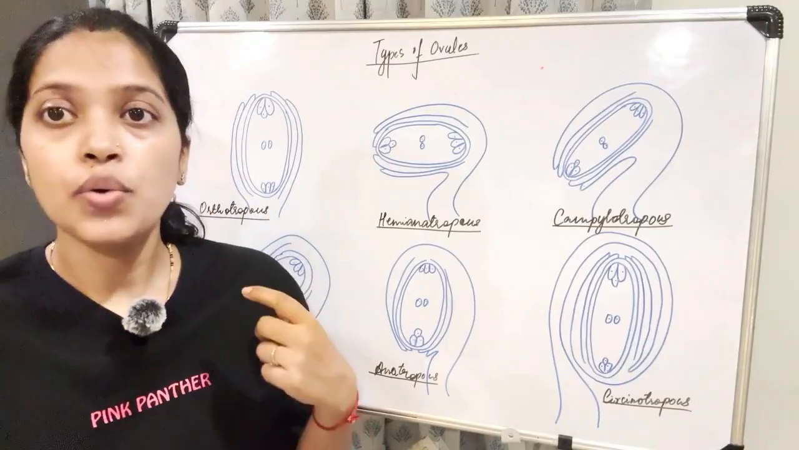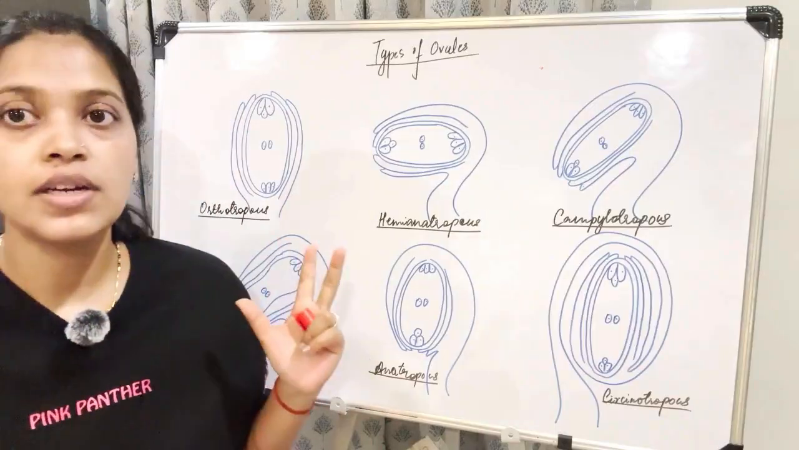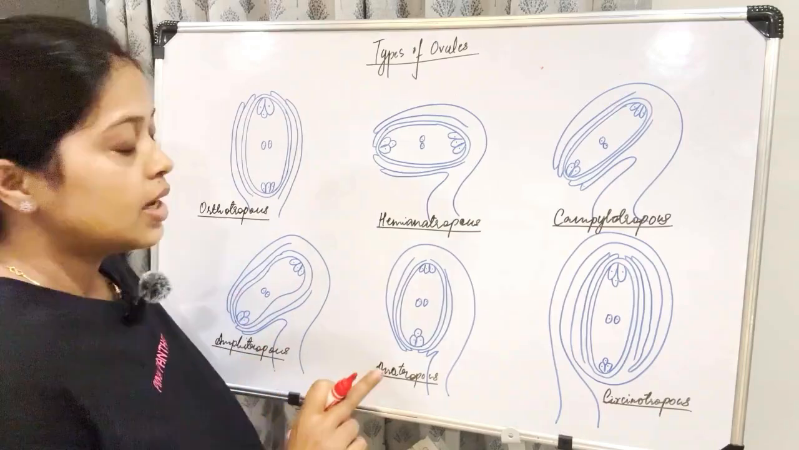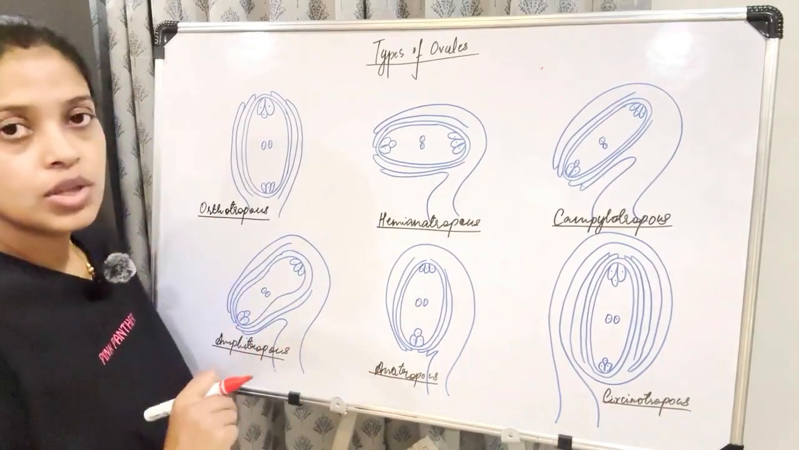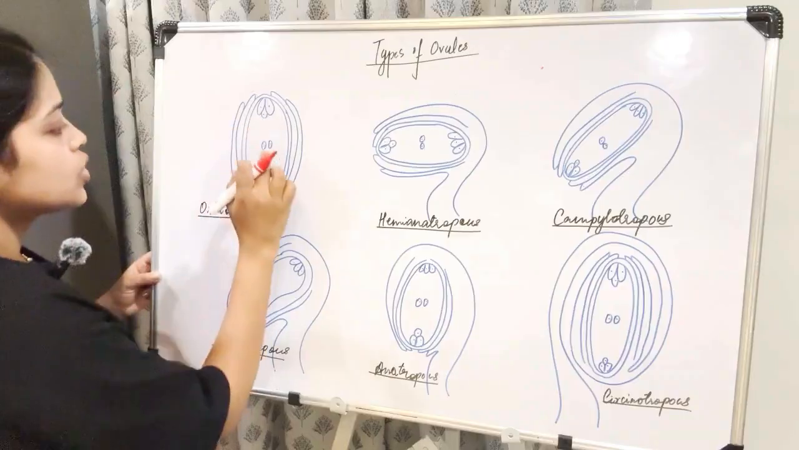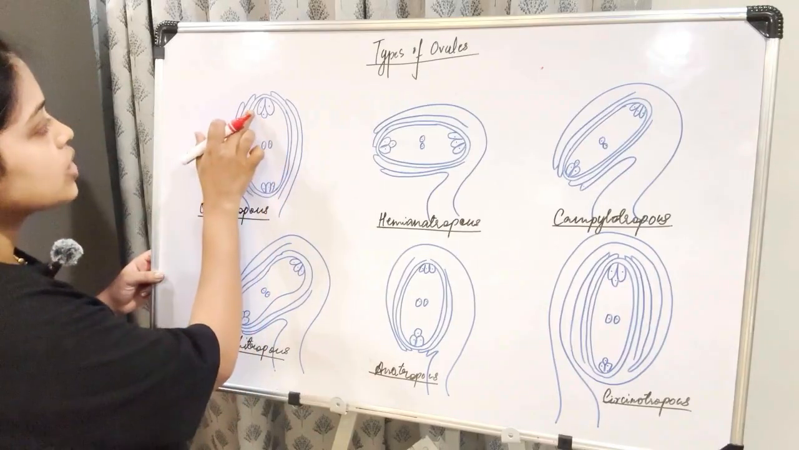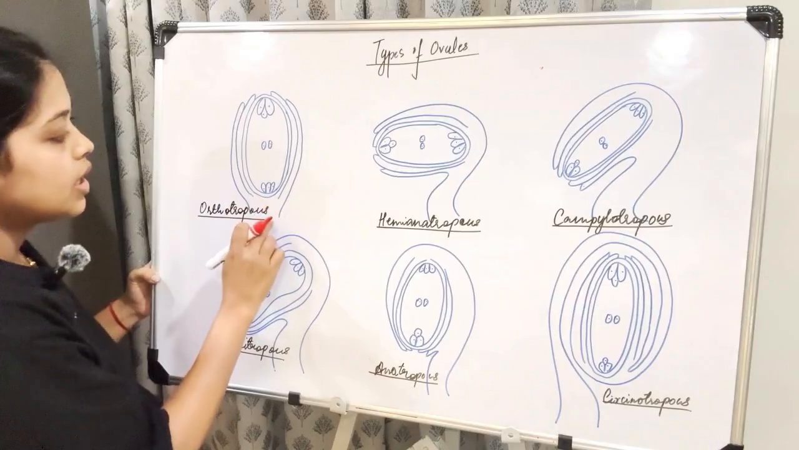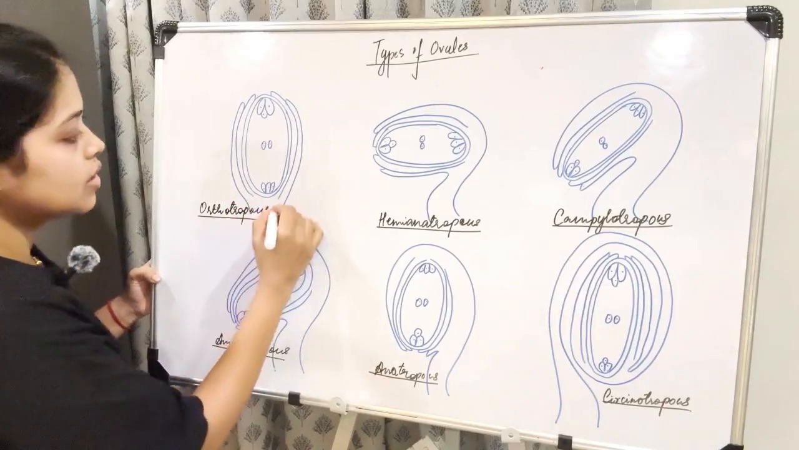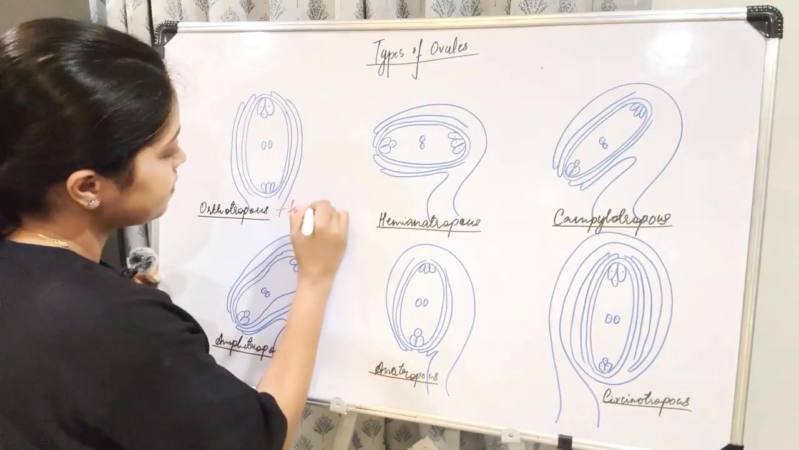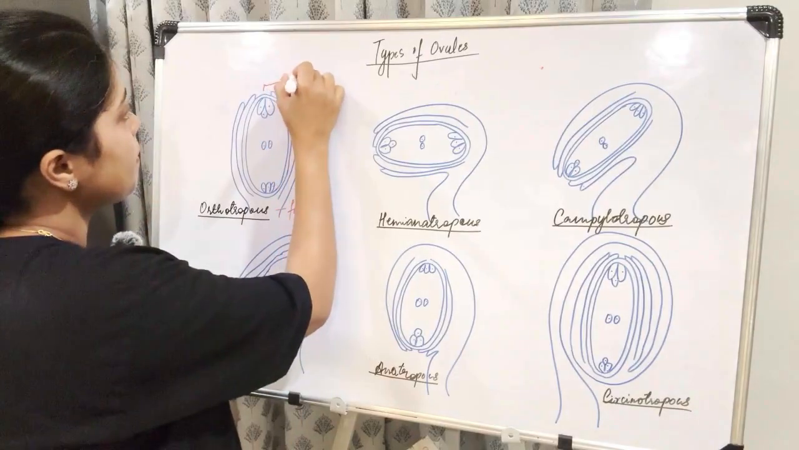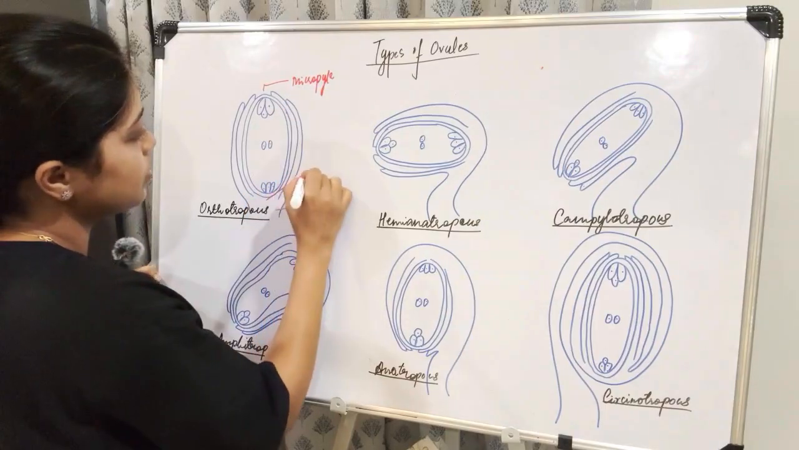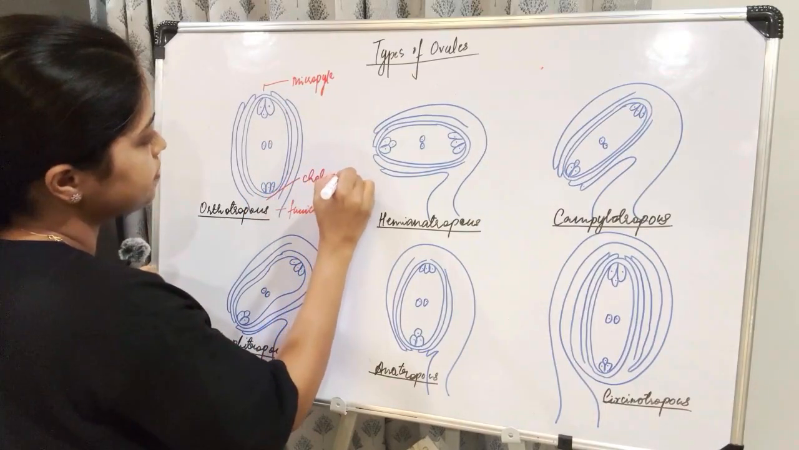Based on the orientation of ovule, we have 6 different types, and I will explain each of the types. First we'll talk about the orthotropous ovule. Let's revise once again. This is the micropylar end, the opposite one is the chalazal. Then we have the funicle, this is your micropyle, and the end opposite to it is the chalazal.